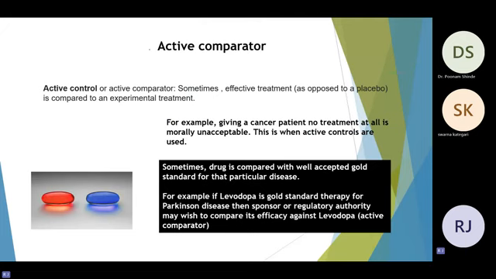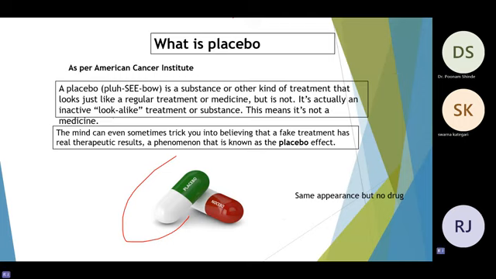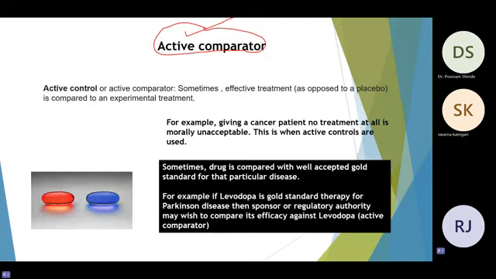For example, if I'm developing a drug for back pain, any painkiller, then everybody knows that diclofenac is the standard treatment for back pain available in the market. So in phase 3, I will try to compare my drug with diclofenac. That standard treatment that we are going to compare in our clinical trial is called the active comparator. Okay, we have placebo, inactive, no effect. Then we have active comparator, very active. It's a standard treatment.